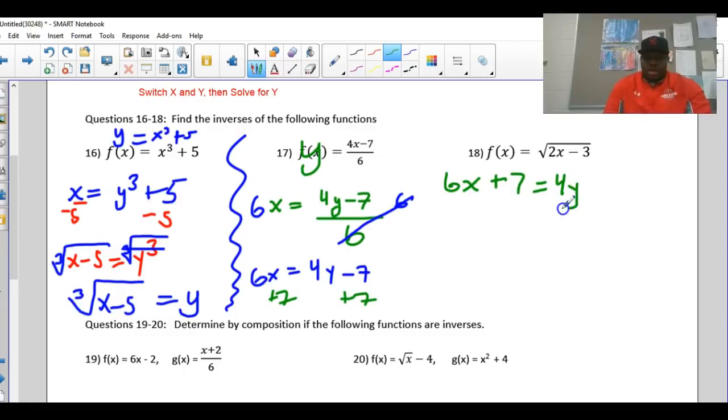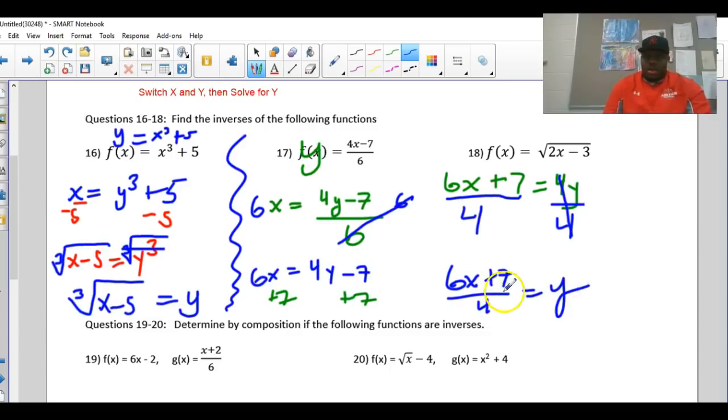Equals 4y, right? And now there's one more step. We're going to divide each side by 4 to isolate the y, to solve for y. The 4 on the right cancels, and I'm left with (6x plus 7) divided by 4 equals y. Alright, so that is the inverse for number 17.